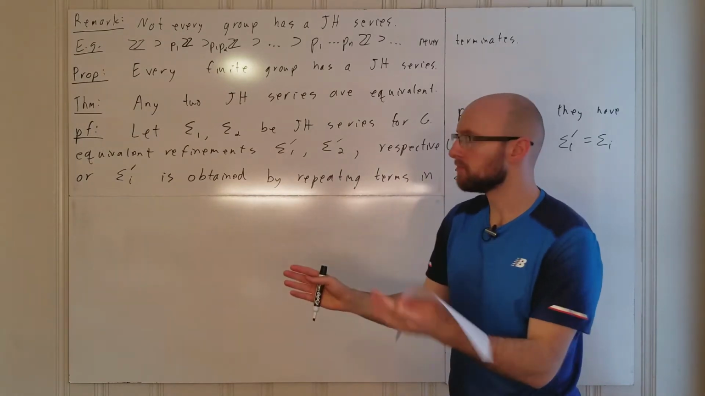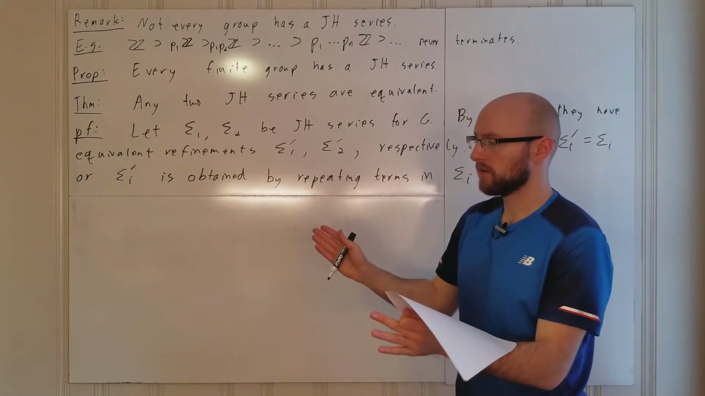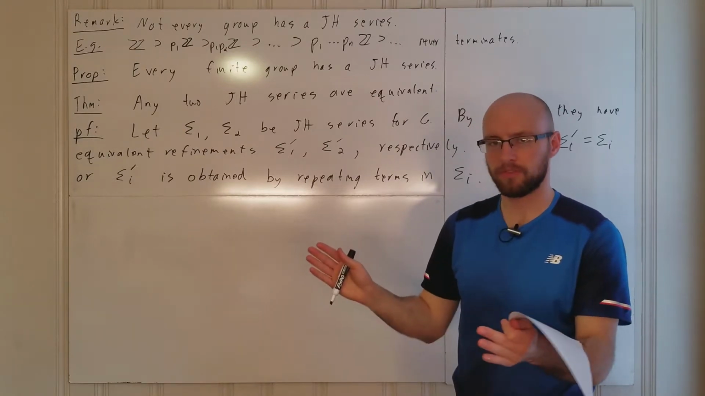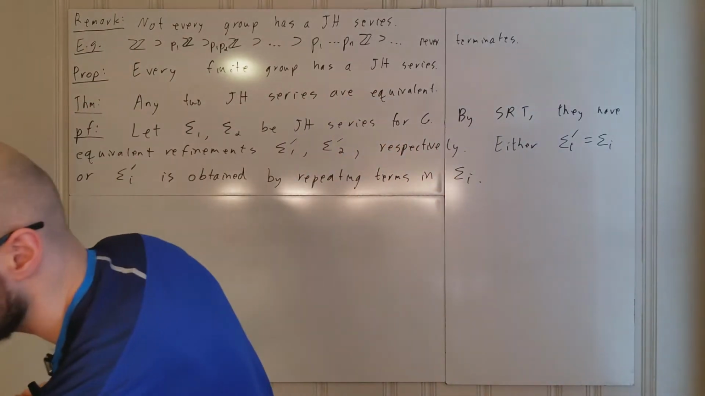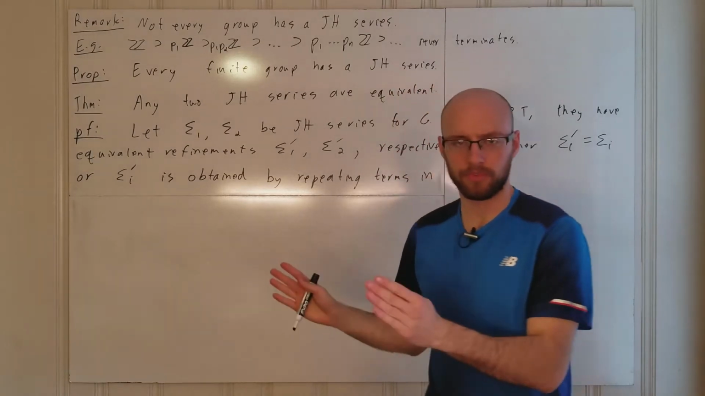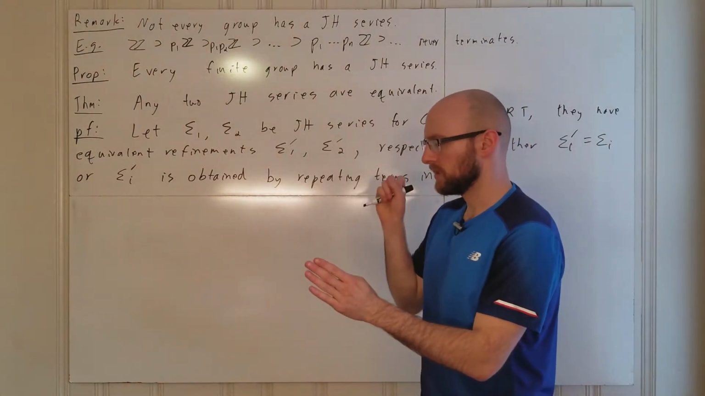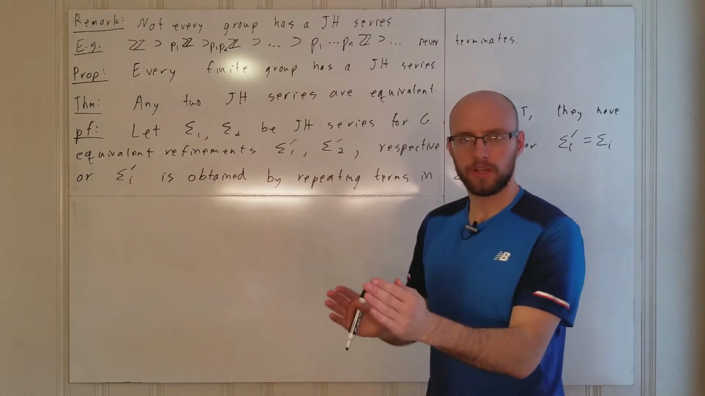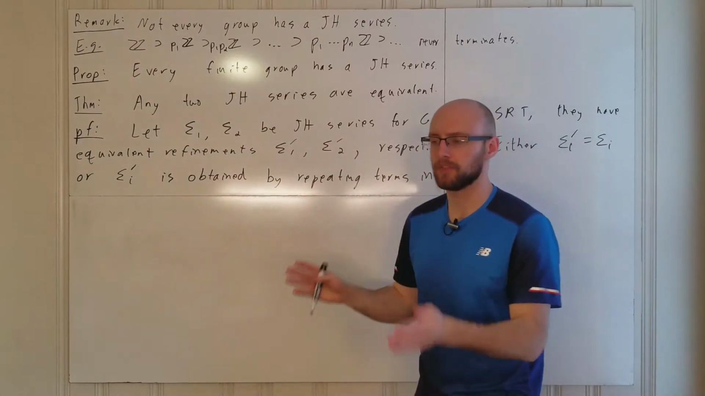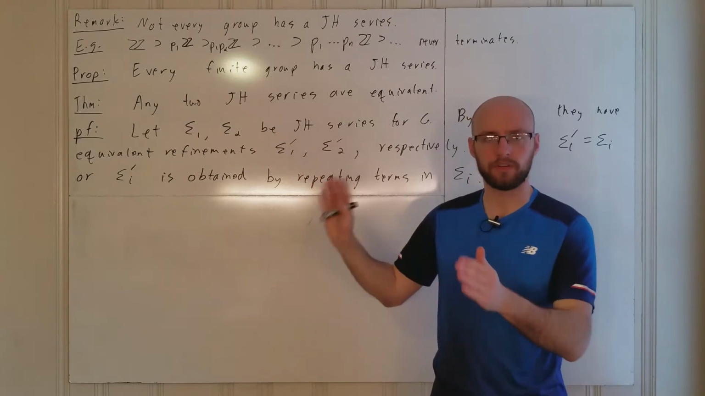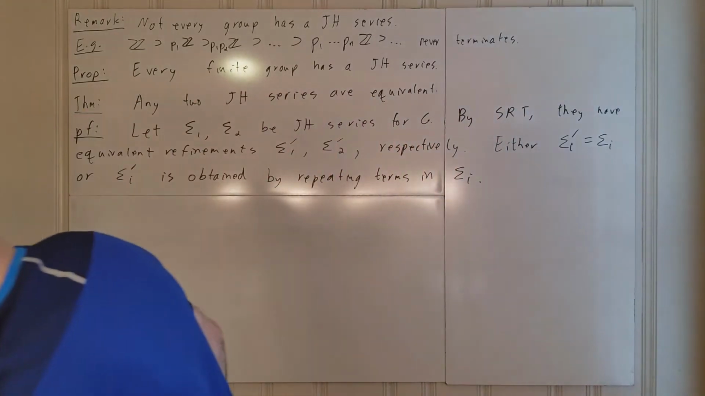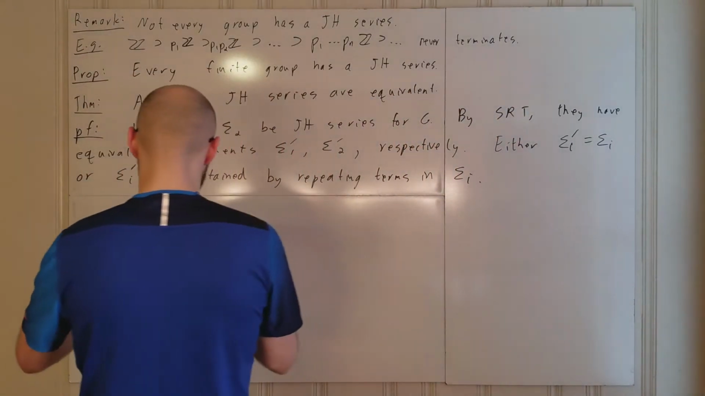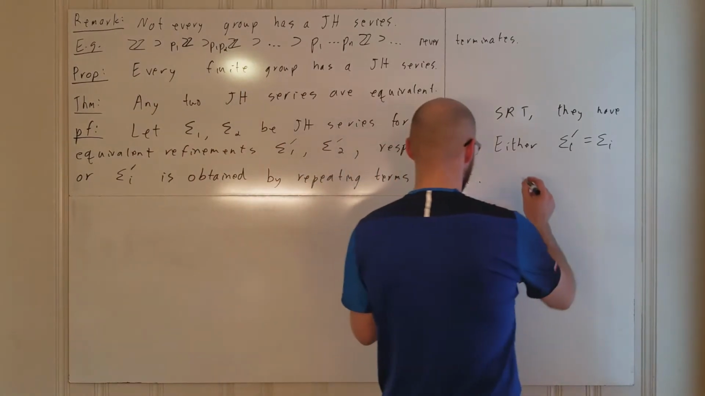well, the quotient of these two subgroups is simple. So if you're going to stick something in between them, then one of those two quotients that you end up with is going to be trivial, and so it's going to be equal to one of the two things that you started with. Okay?